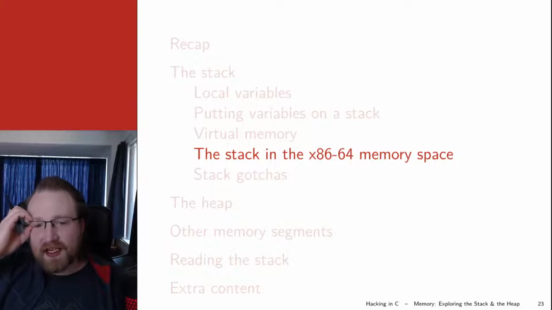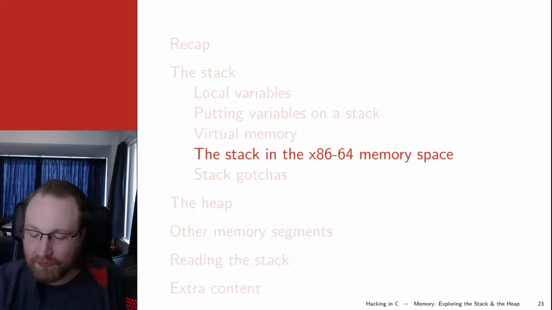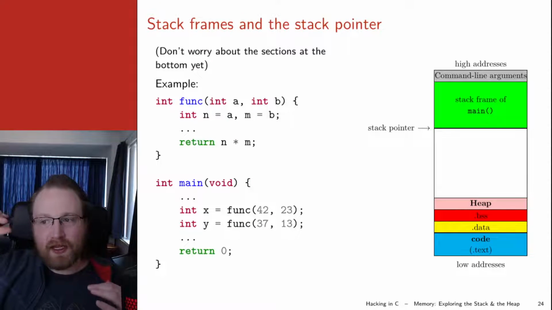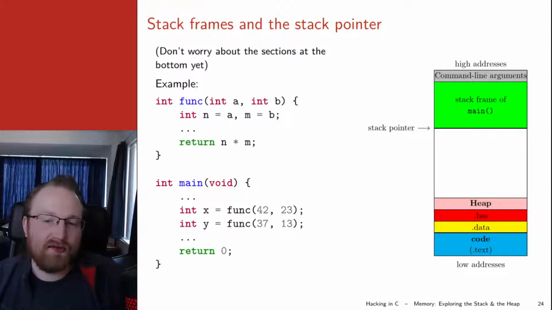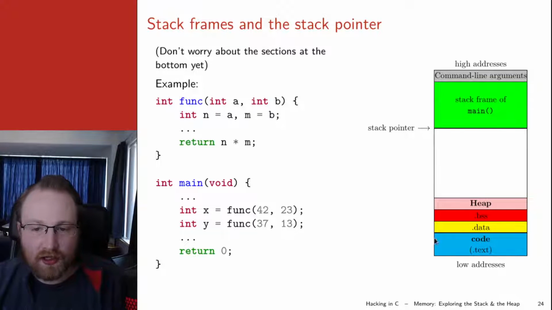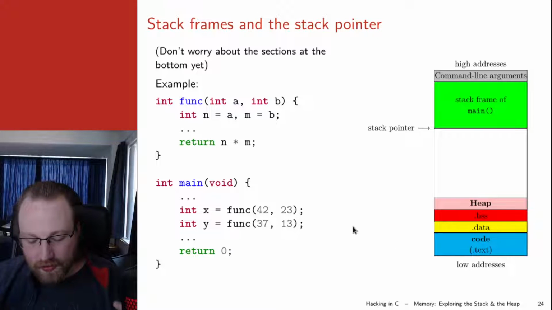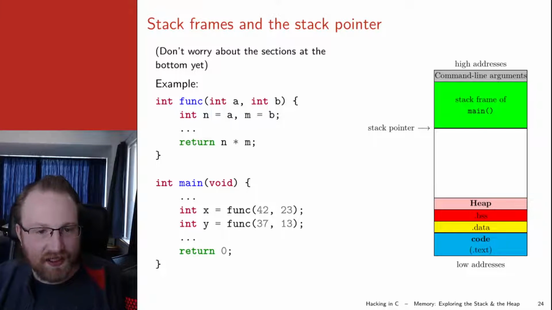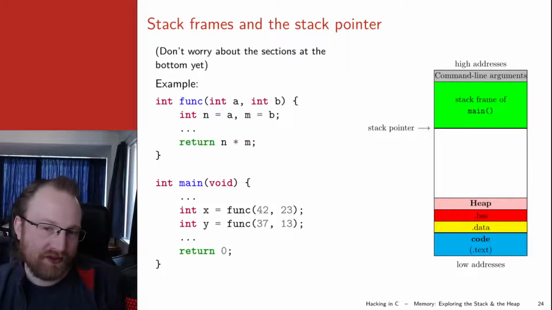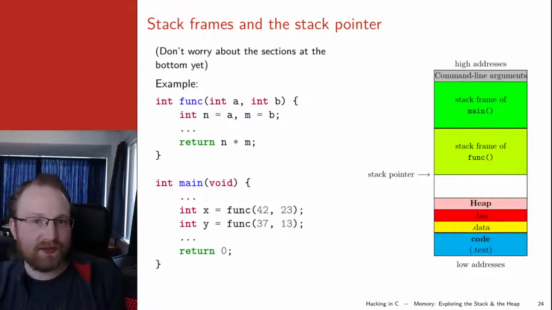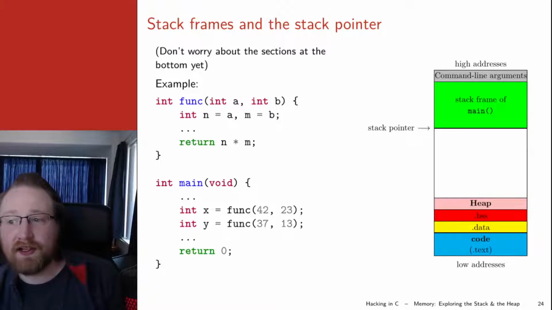So let's put the stack in the entire x86-64 memory space. On the right side, I have a slightly subdivided version of the user space memory of the x86-64 memory space. Don't worry yet about what these lower sections mean. We'll go into that. But again, the operation of the stack is very easy. When func is called, the stack frame of func gets added, the stack pointer gets decreased because that's the direction the stack grows in, and when func returns, the stack frame of func is removed and the stack pointer increases again.